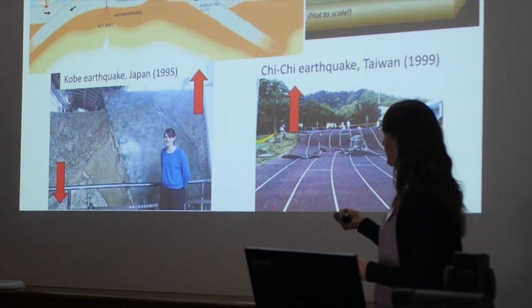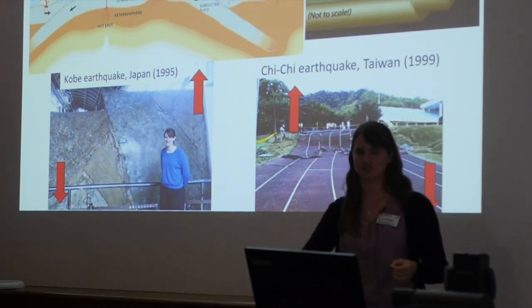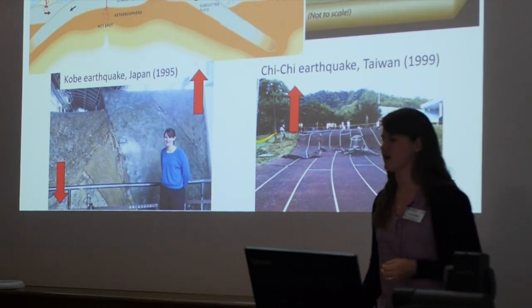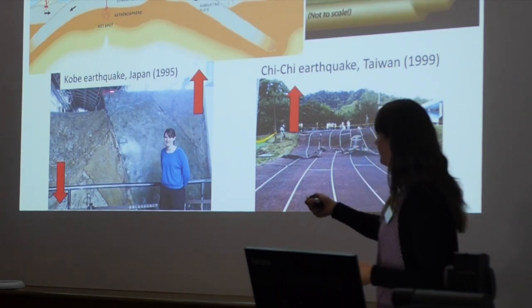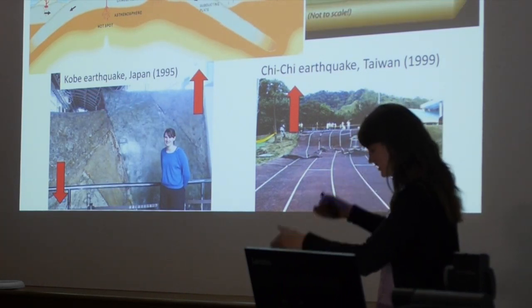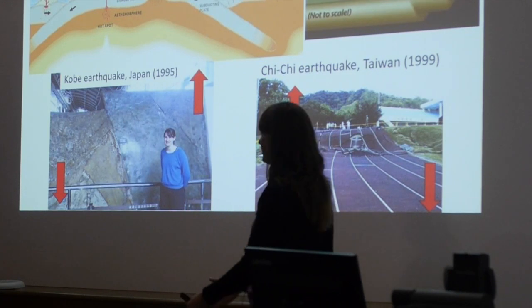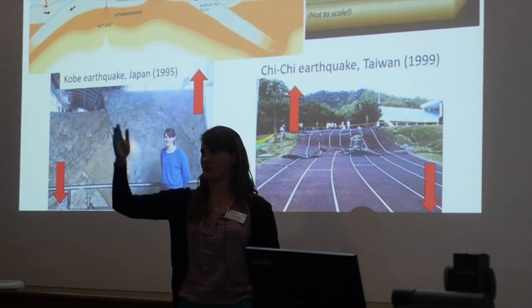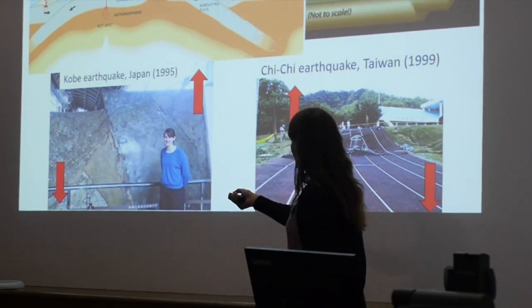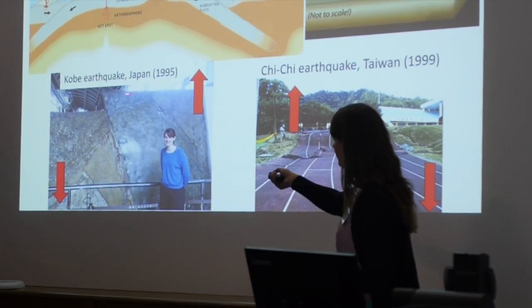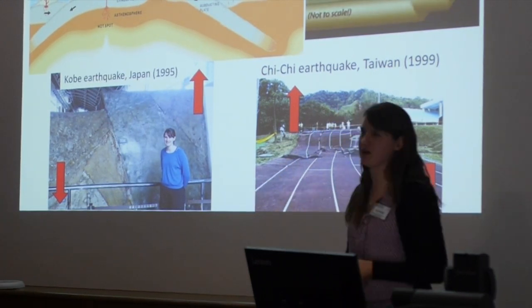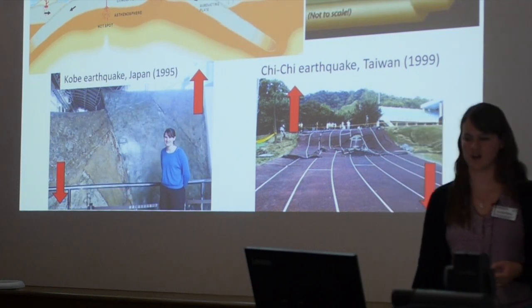And this is an example from the Kobe earthquake, which Ian mentioned in his talk, in 1995 in Japan. So this is like a cross-section where they've dug down into the earth. And again, the fault is kind of coming out from the board towards you. And this top surface here, that's the ground surface that's been offset as a result of that earthquake.